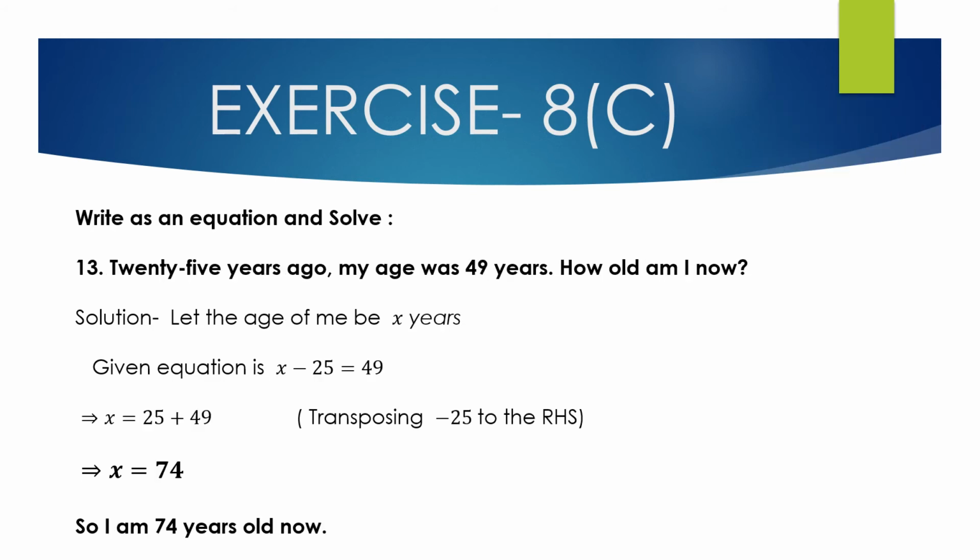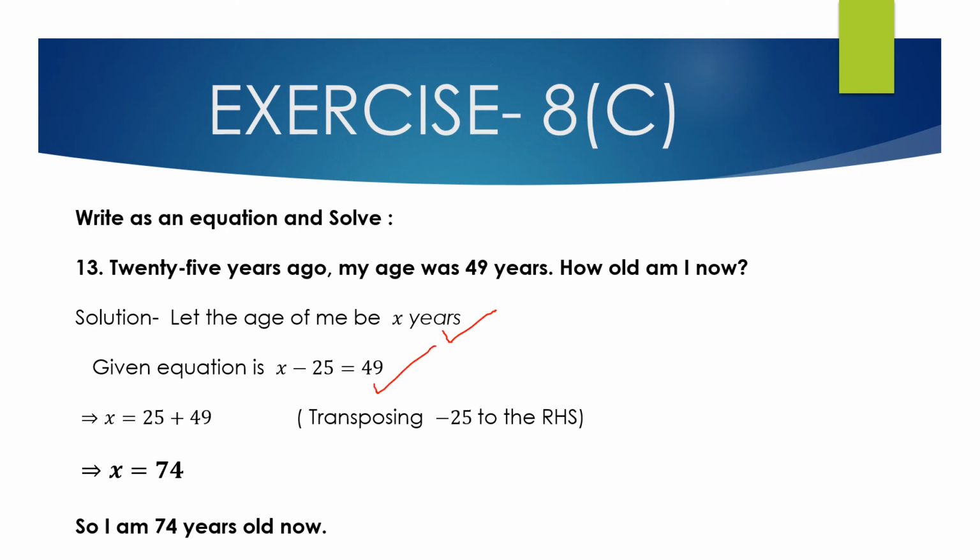Now we solve question number 13. Question number 13 is: 25 years ago my age was 49 years. How old am I now? Suppose my age be x years. 25 years ago my age was 49 years. So the equation will be x minus 25 equal to 49 years.